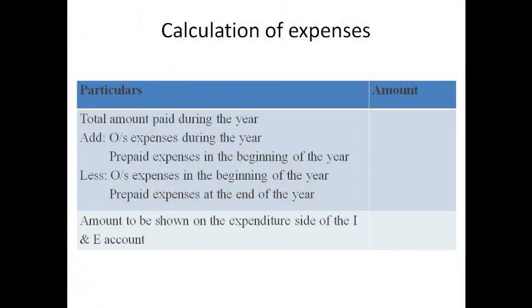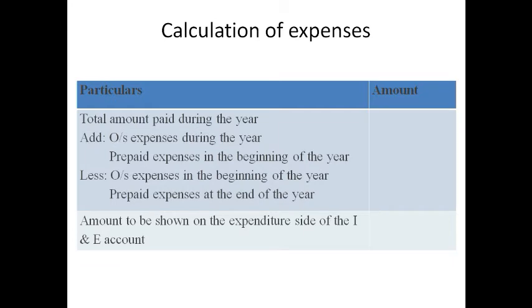Look at the statement here. Right on top, the total amount paid during the year is given. Two adjustments are given there. Add outstanding expenses during the year, that means expenses supposed to be paid but not paid during the year. Second, prepaid expenses in the beginning of the year, that is for the current year. So the current year's expense will be shown in the amount paid.